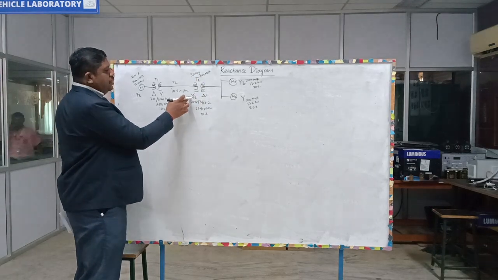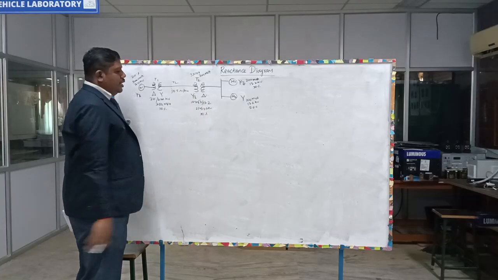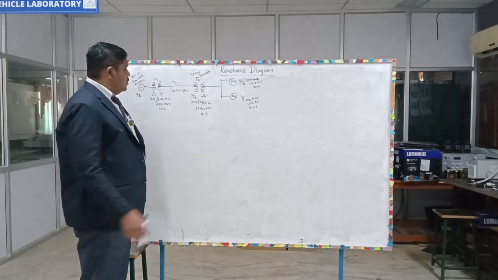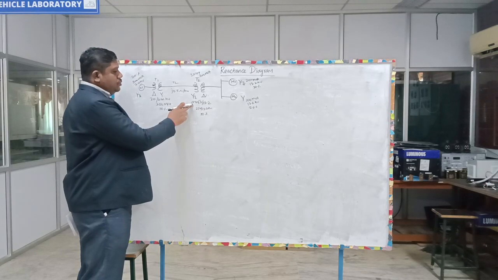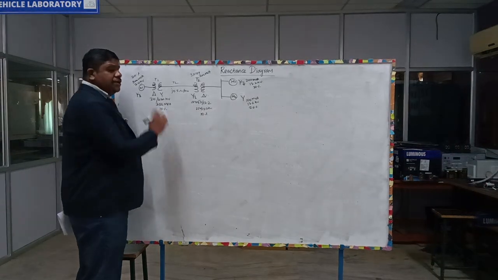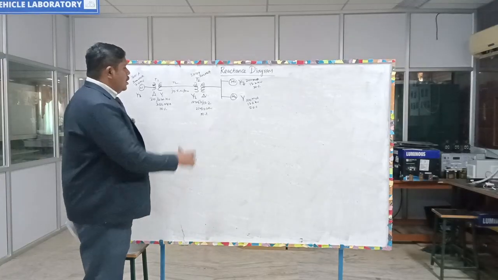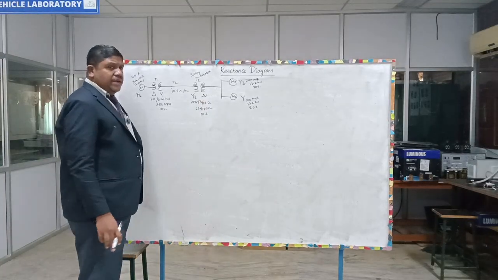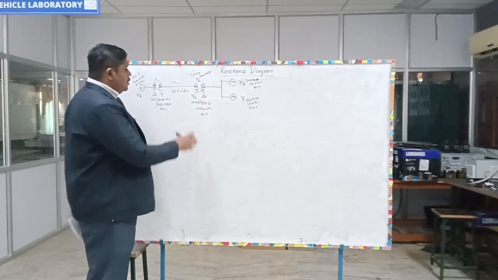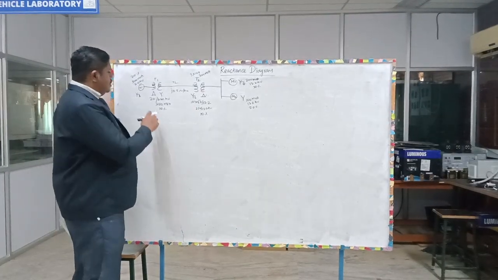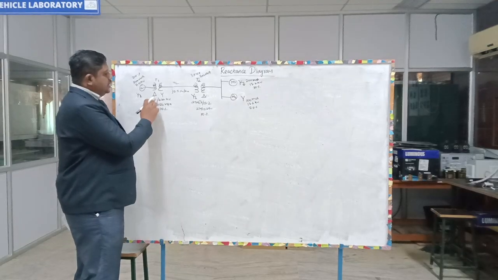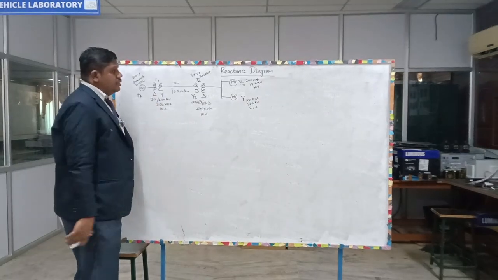For that, we have the transformer connection as star to delta. So we have to convert to the line value, so it is 127 into root 3. The secondary side is delta, so the line value is equal to the phase value. So we consider the transformer connection here, and it is delta to star, so there is no change.